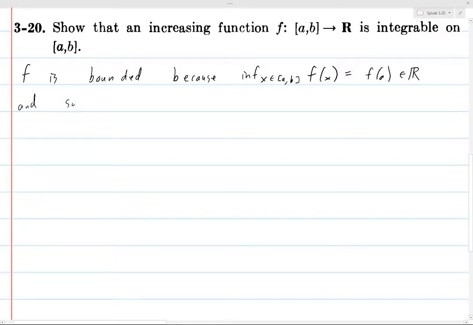And similarly, if you take the supremum, then that has to be f(b), which again is in R. So the infimum of f is not negative infinity and the supremum is not positive infinity, and so it's bounded. All right.